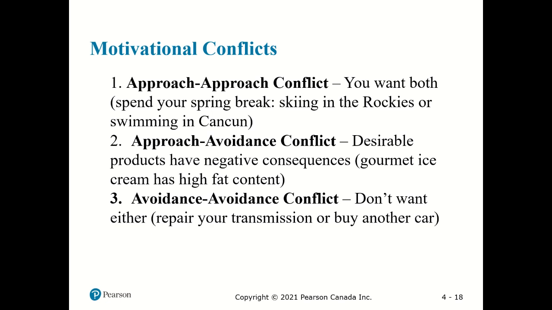What to do? So this is approach-approach conflict, and the second one is approach-avoidance conflict. A desirable product has negative consequences. For example, gourmet ice cream has high fat content. You know that this ice cream has high fat content, but even then you are going to buy it and want to consume it. So again there will be a conflict in the mind of the client. You want to avoid something and you also want to approach it.